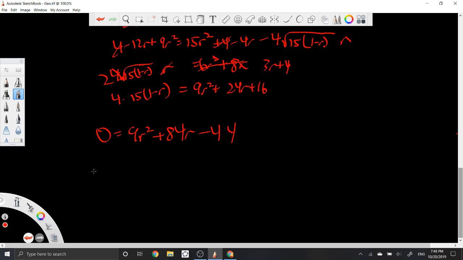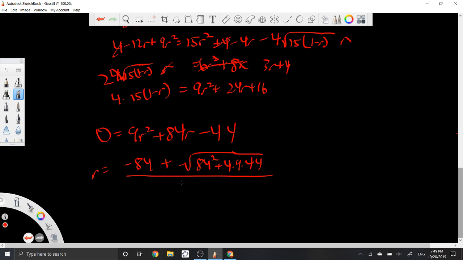And quadratic formula. So we have R equals minus 84 plus or minus, but if we had minus, then we would have a negative minus something positive, and then all over 2 times 9, 18, which is positive. So the end result would be negative, and since lengths can't be negative, we know that this has to be a plus. So plus square root of 84 squared plus 4 times 9 times 44, and then everything is over 2 times 9 is 18. So we know that 3R is going to be this over 6.